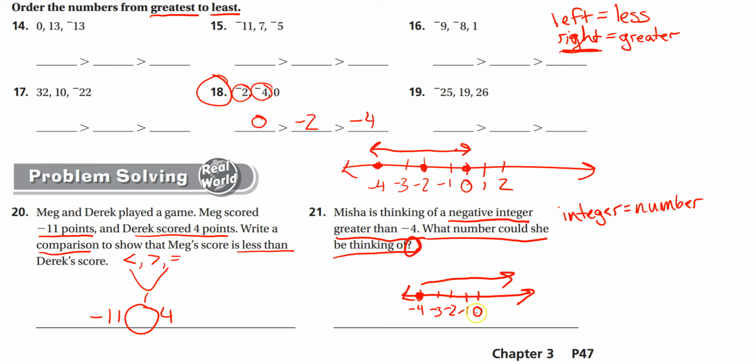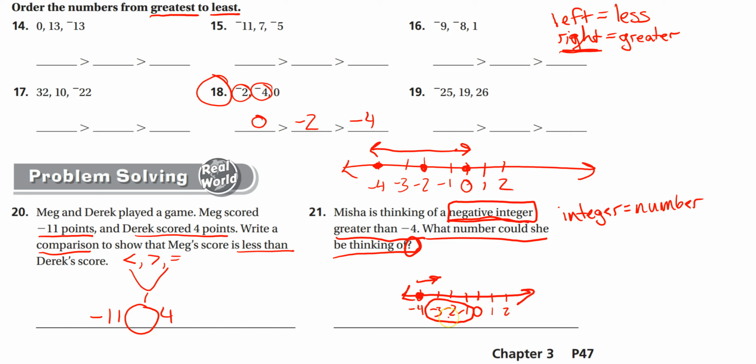So you could choose -2, you could choose 0, you could choose 1, you could choose 2, any of these numbers. Oh, I'm sorry, you can't choose 1 or 2 or 0. Make sure you read the directions carefully. Misha's thinking of a negative integer, so it can't be 0 or past. It's got to be one of these negative numbers, but that are still to the right of -4.